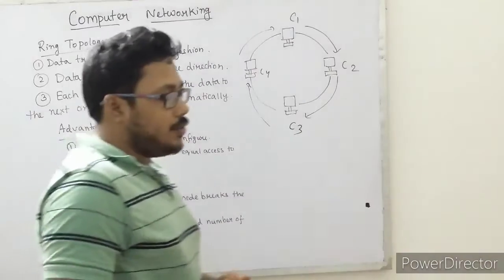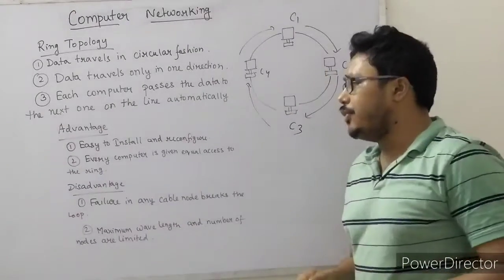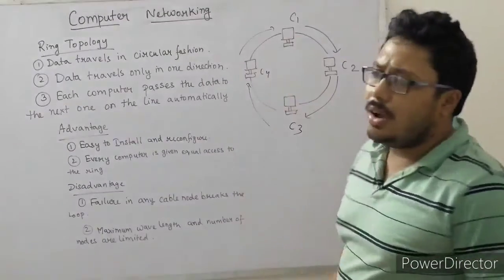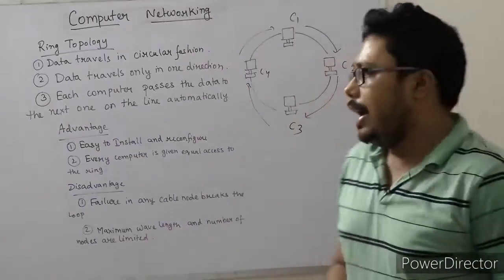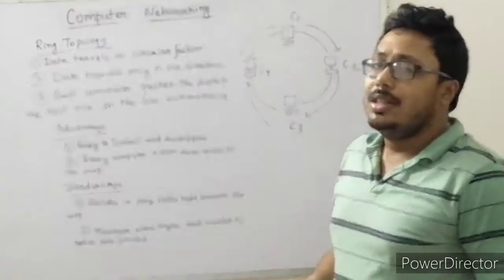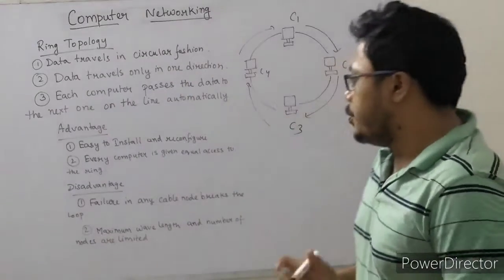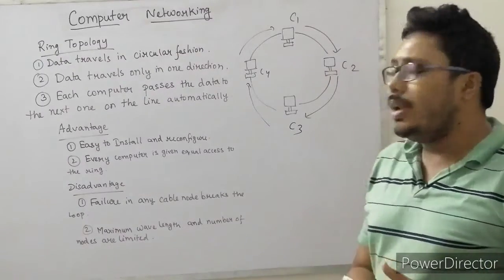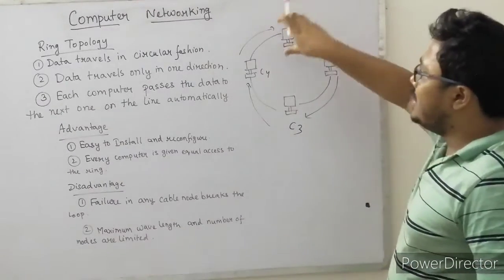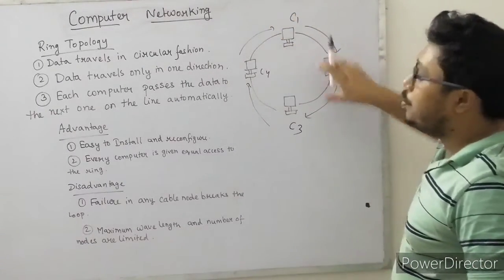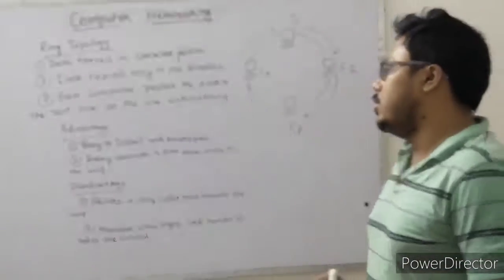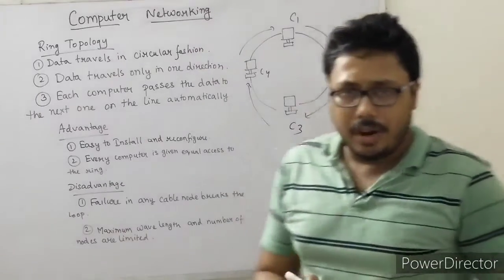So what are the advantages of ring topology? The first point is easy to install and reconfigure. That means if you want to install it, the process is very easy. And if you want to reconfigure, suppose we want to change something in it, it is also a very easy process. Now the second point is every computer is given equal access to the ring. That means suppose this is message 1 and this gets message 2, but the intensity of the message will be the same to every computer in the node.